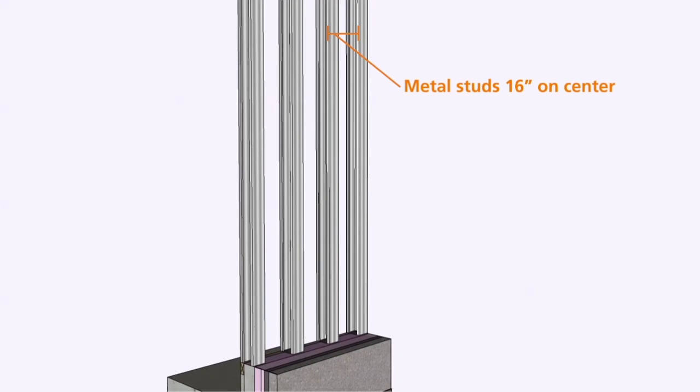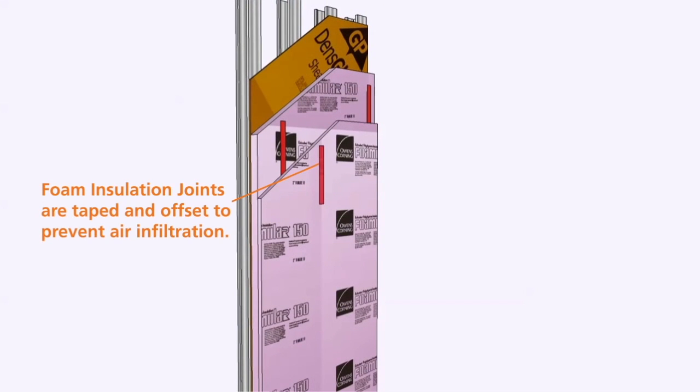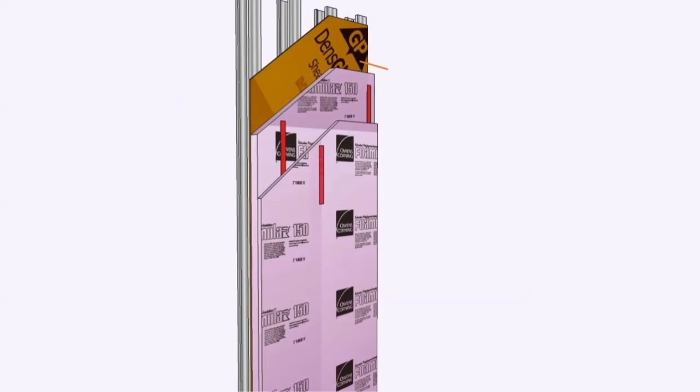This is the metal stud, 16-inch on center. Foam insulation joints are taped and offset to prevent air infiltration. 5/8 inch of gypsum board. 4.5 inch of combined insulation.